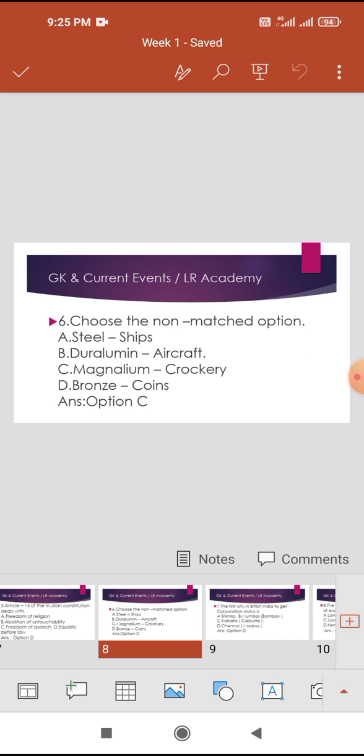Choose the non-matched option. Steel and ships, duralumin and aircraft, magnesium and crockery, D. Bronze and coins. Which is the non-matched option? C. Magnesium and crockery.